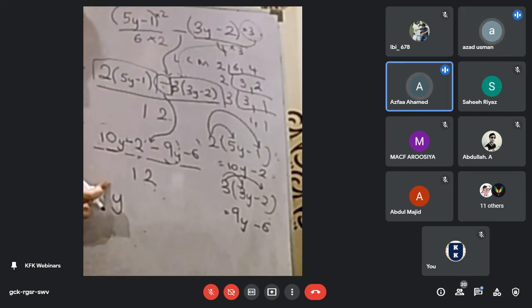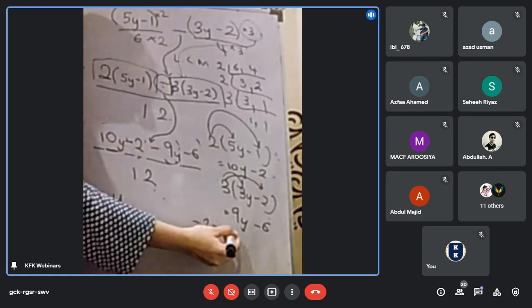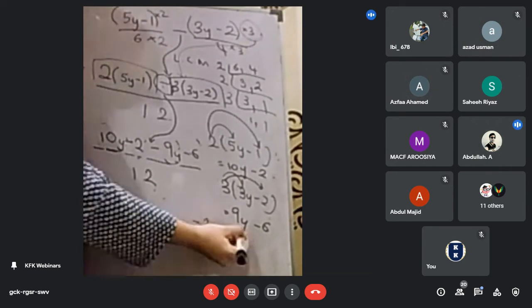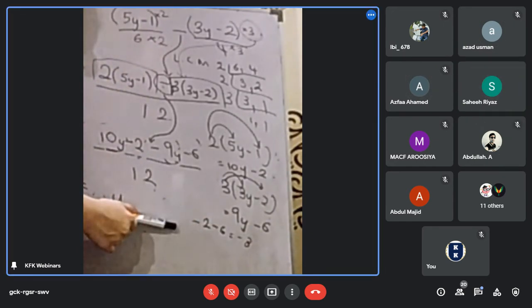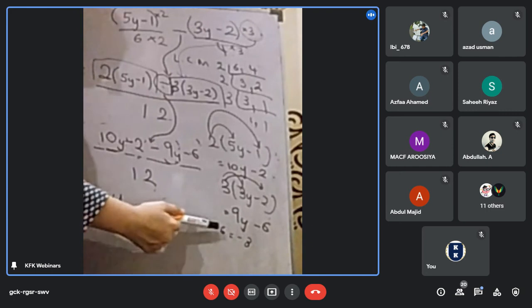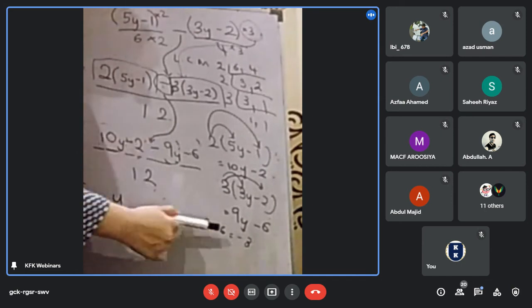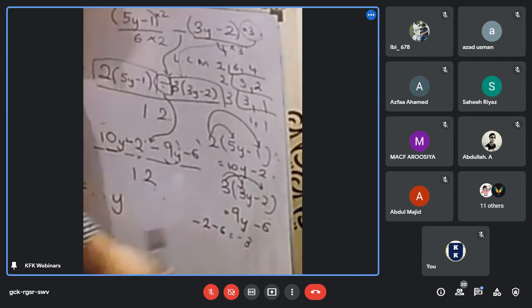Minus 2 minus 6. Yes. The one remaining is minus 2 minus 6. So what will be the answer? Minus 8. Hope everyone is familiar with this. When both the signs are negative, you add them together and the answer sign will be negative. So minus 2 minus 6, you add 6 and 2, and minus 8. So 6 plus 2 is 8, therefore the answer is minus 8.